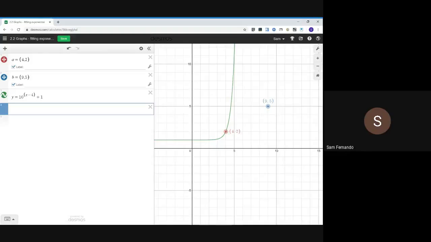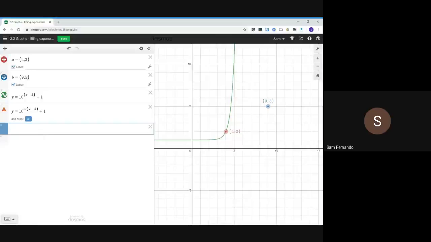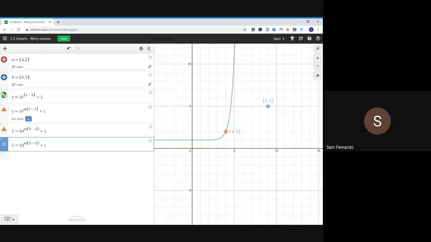All right. Now, to make it go through this other point, 9, 5, I'll just make a copy of that graph so you can see the original one. We want to find the value for m, gradient. And as usual, we're going to substitute in our points. The other point, sorry. The other is a y value of 5 at x equals 9. Rearrange it for m. Take away 1 from both sides. 9 minus 4 is 5.